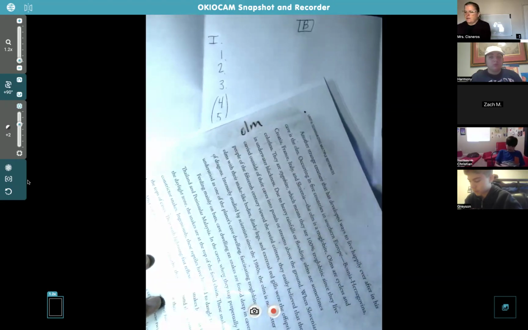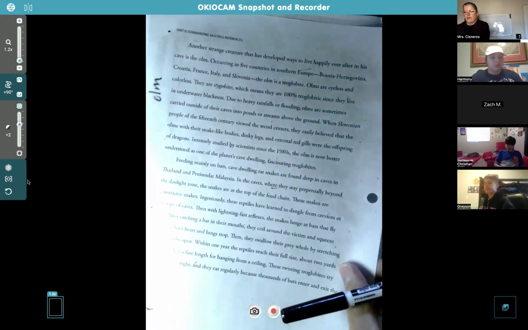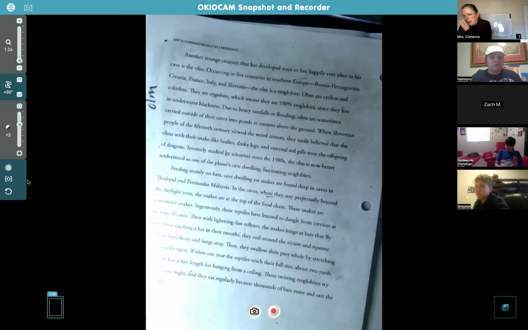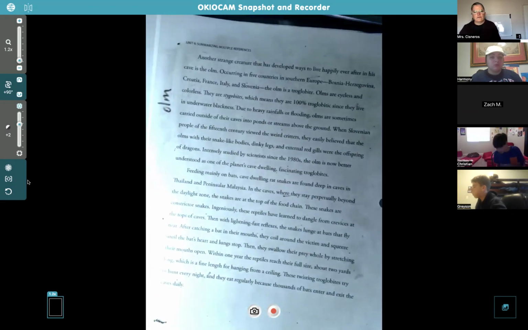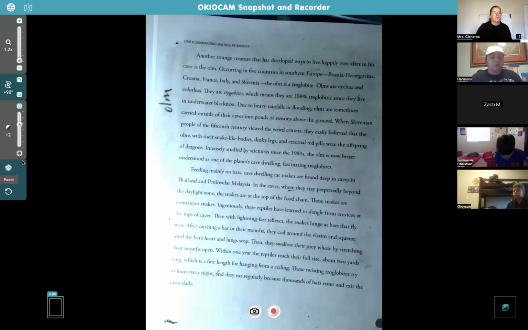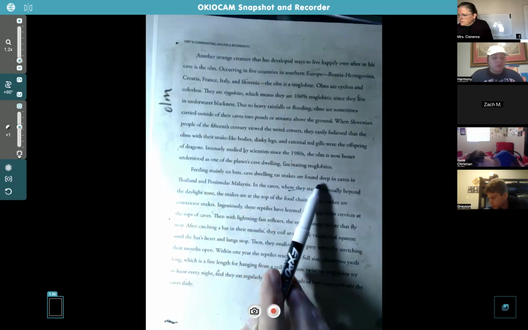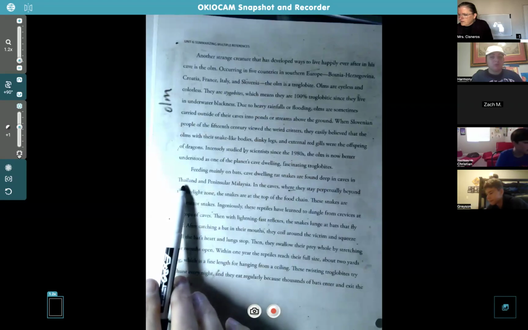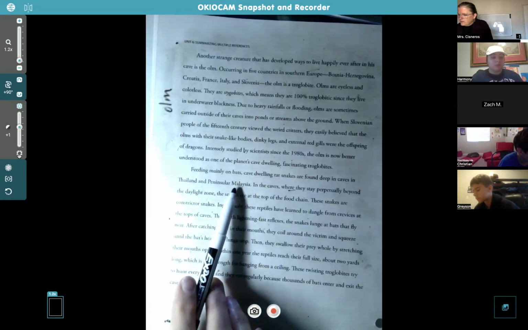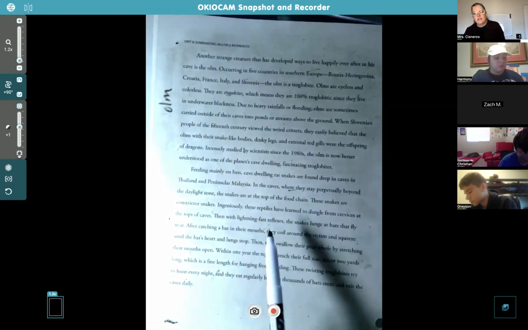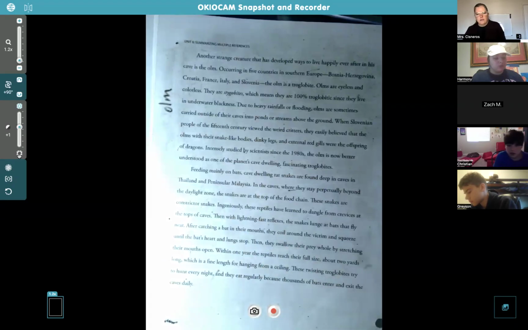Really bizarre, but that's the name of it. Okay, so we got that. Good job. And then how about Zach? Read the first sentence and then pick out some keywords. Feeding mainly on bats, cave-dwelling rat snakes are found deep in caves in Thailand and Peninsular Malaysia. That's the Malaysia. Yeah, very good. Okay. Now just kind of let your eyes go a little bit and pick out some keywords that you see in there.